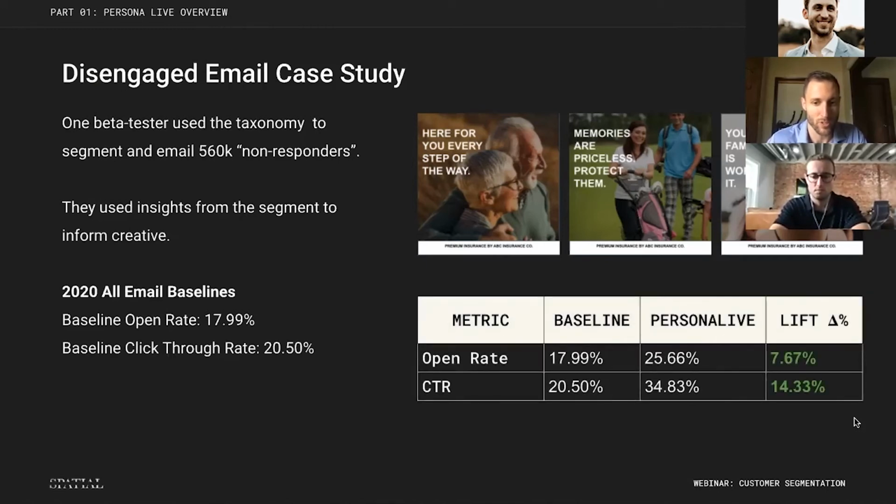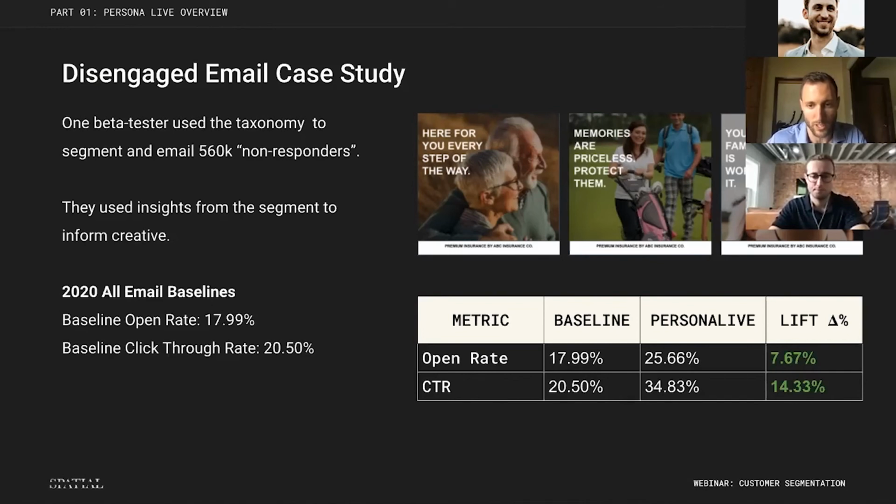Using subject line personalization and changing the body of the email, they were able to improve the open rate for non-responders over the baseline by 7.67%. This is a group that hasn't responded in 6 months, and they are performing better than their average campaign. And then the big kicker was obviously the click-through rate. Typical click-through rate, 20%; they got a 34% click-through rate.